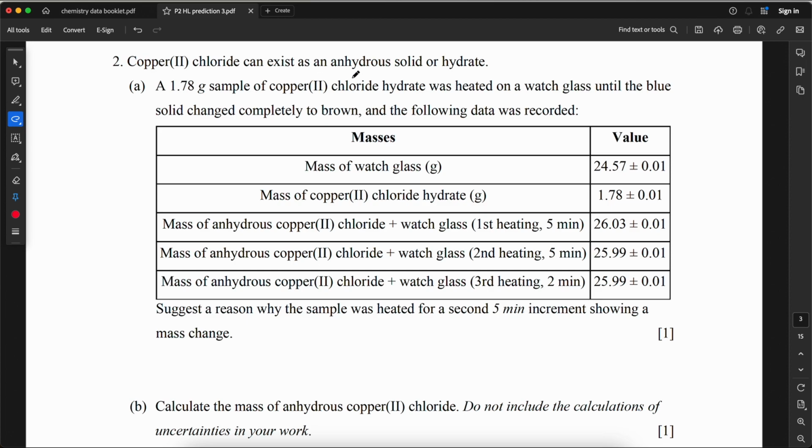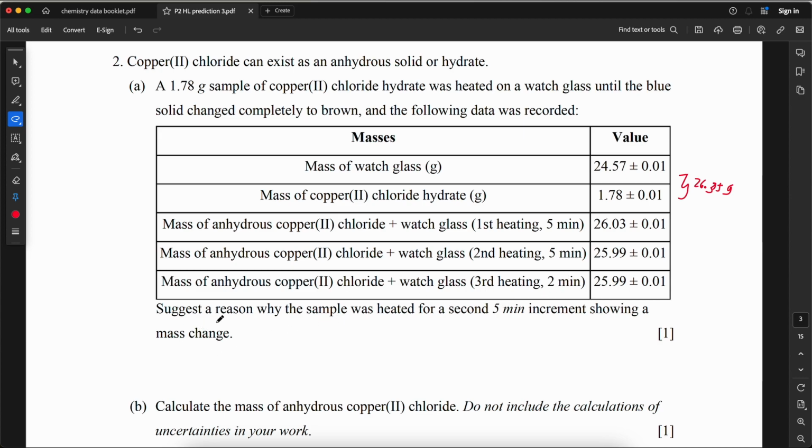Copper 2 chloride can exist as an anhydrous solid or hydrate. A 1.78 gram sample of copper 2 chloride hydrate was heated on a watch glass until the blue solid changed completely to brown, and the following data was recorded. The watch glass alone is 24.57, and with the copper 2 chloride hydrate, that would be 26.35 gram, right? After 5 minutes heating, the mass becomes 26.03, so there is not much change of the mass. Adding more 5 minutes, it becomes 25.99, and after 2 more minutes it is still 25.99, so there is no difference after heating 2 more minutes.